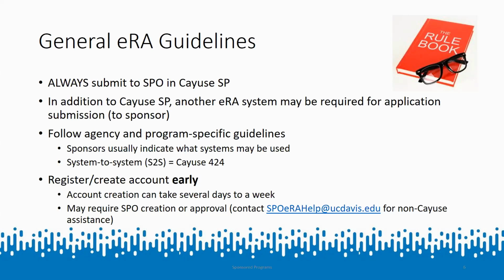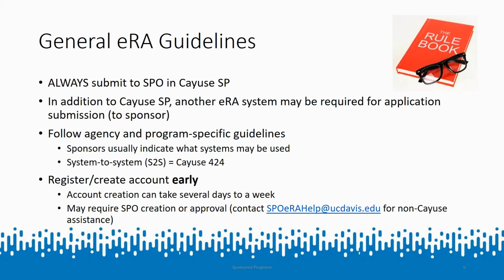But the key is that we have to have access to that other system. And we'll talk about what those documents are that you always have to submit in SP regardless. In addition to Cayuse SP, another system might be required for an application to the sponsor. So in those cases, you want to follow the agency and program-specific guidelines. They will tell you what systems may or have to be used.